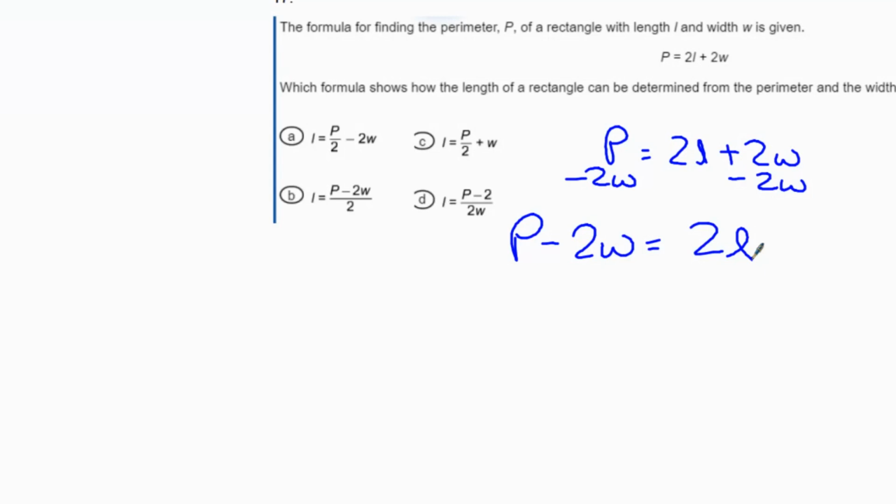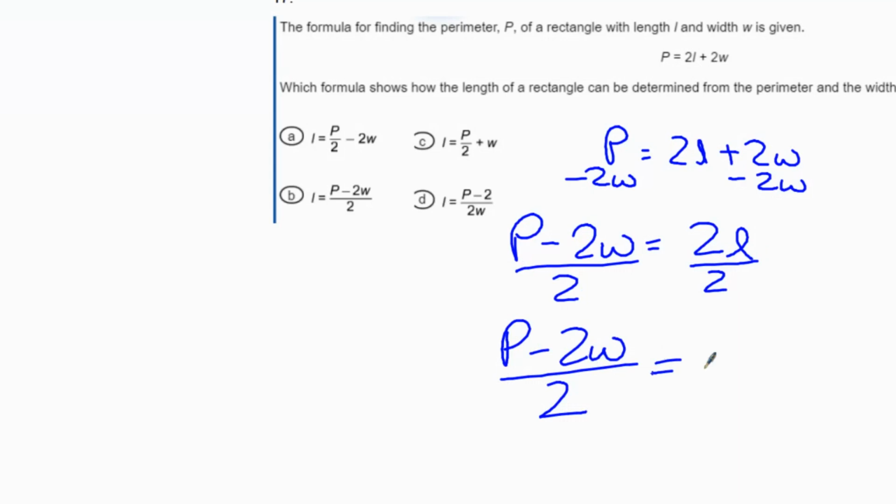I still want to get that L alone. I ask myself what's happening to L. It's being multiplied by 2. The opposite of multiplying by 2 is to divide by 2. So P minus 2W divided by 2 equals L, which is option B. So in the test online, write this on your paper, and in the online test, you'll just click on the B.